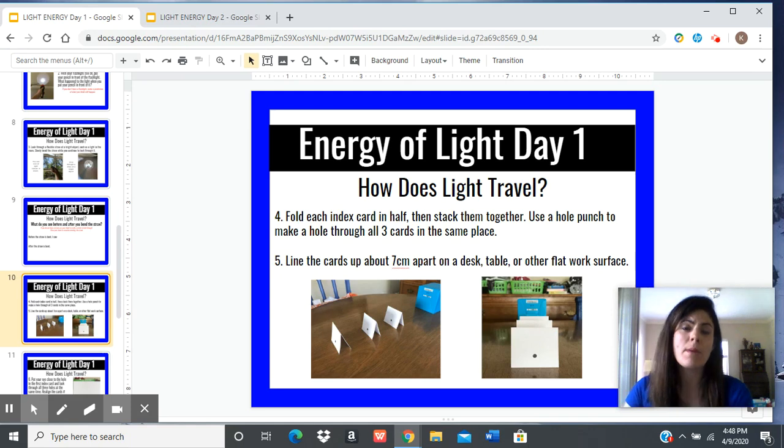The last experiment for the Energy of Light Day 1, How Does Light Travel, involves the index cards and the hole punch that I mentioned previously. Again, if you don't have a hole punch or index cards, use my images to help you. We will go over this in more detail tomorrow. The first step is to take each index card and fold it in half.